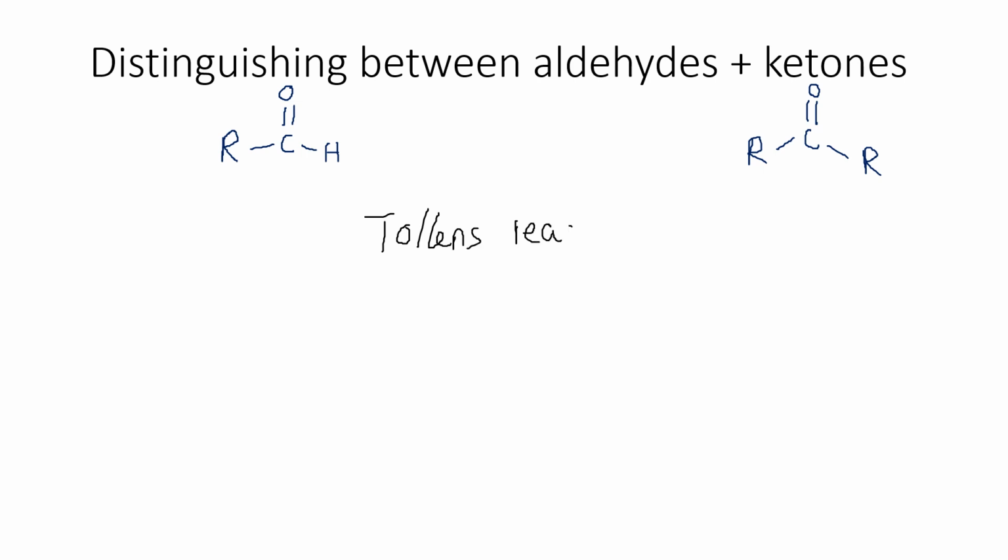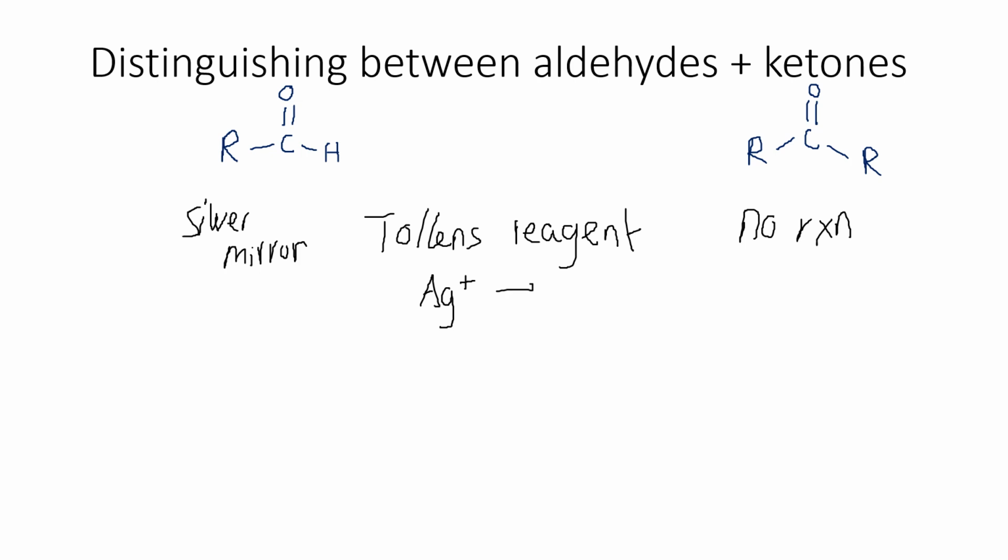reagent. I'm not going to go into the chemistry in much detail of what happens here, but you'll get a silver mirror with the aldehyde and no reaction or no observable reaction for the ketone. And the reason is Tollens reagent has this silver 1+ ion. And what it does is it's able to oxidize the aldehyde through to the carboxylic acid, and the silver ion gets reduced to form silver, which is why you get a silver mirror. Ketones can't be oxidized any further.